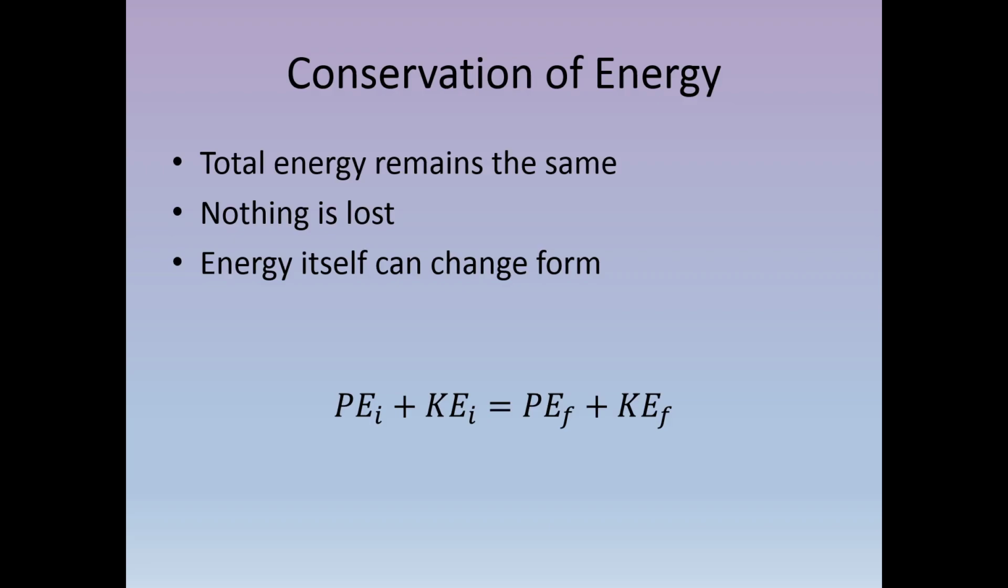The equation for conservation of energy is the initial potential energy plus the initial kinetic energy equals the final potential energy plus the final kinetic energy. Potential energy can be gravitational, elastic, or involve both.